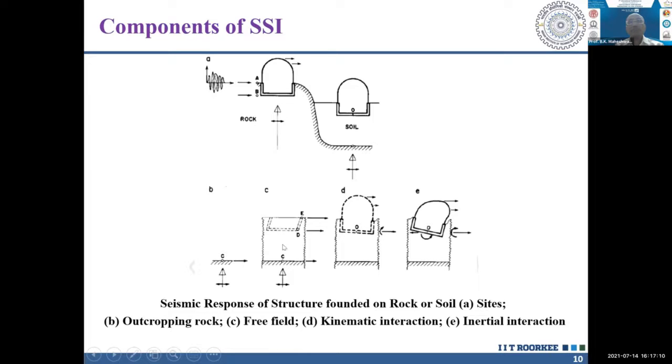Even the presence of the soil will change the motion at different points when the motion propagates from point C to D and E. You can see the size of this arrow is showing the amplification basically. Most of the time this motion gets amplified, though it may not always be, but mostly it gets amplified, which is what we call ground response analysis. Many software packages are available to carry it out. So this is the first step of soil structure interaction.